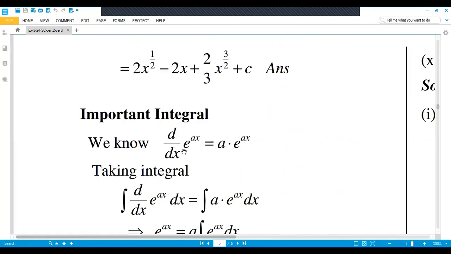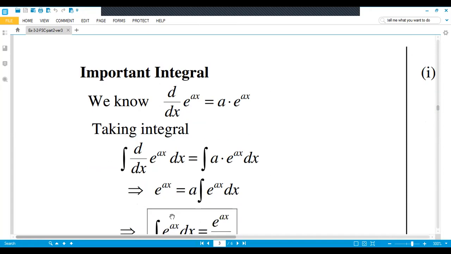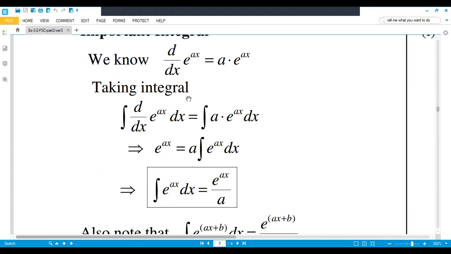Now, important integration. If you have an exponential function, you know what you do in the derivative. When you took the derivative, the exponential function came as it is, and you took the further derivative of the power, which was multiplied. This you did in the derivative. In integration, what will you do? The same exponential function is integrated as it is, and the further derivative of its power will come in the denominator. Just remember this.